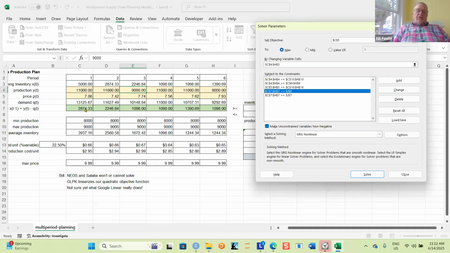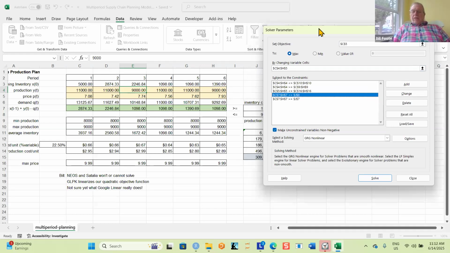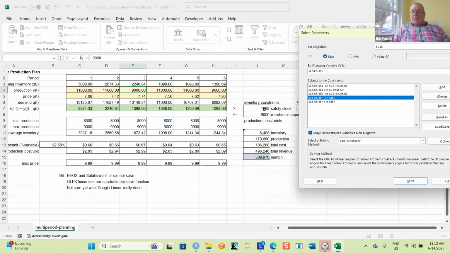We have it coded in green. And probably should code all these other ones in green as well because they're constraints. Decisions in yellow and these in green. But this one says that each period will always be greater than a safety stock.